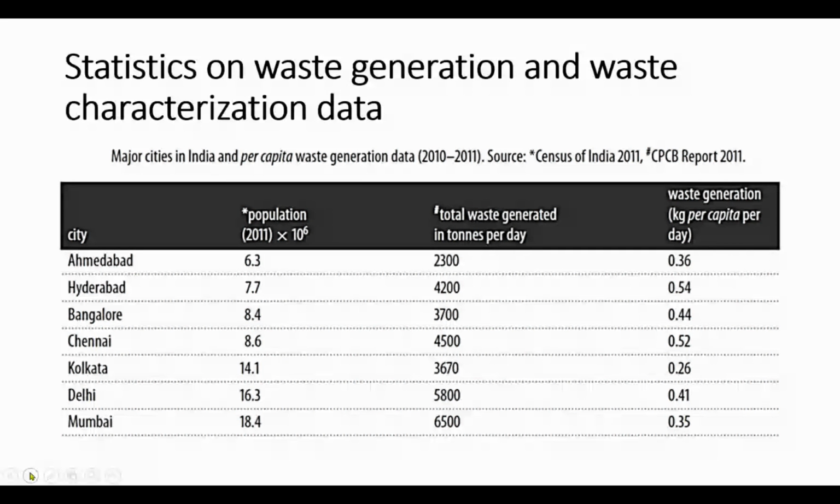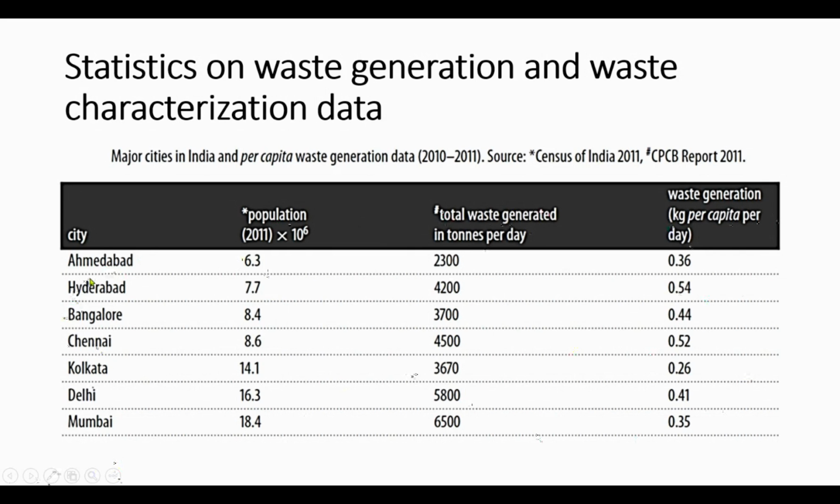If we talk about major cities in India, per capita waste generation, then you can see cities like Ahmedabad. This is the data from 2010 to 2011. Whatever data I found, this is very good to discuss, so I selected it over here. Otherwise, I could see other data too, but this is very good data which we can discuss nicely, so I have taken it here. It includes Hyderabad, Bangalore, Chennai, Kolkata, Delhi, Mumbai.